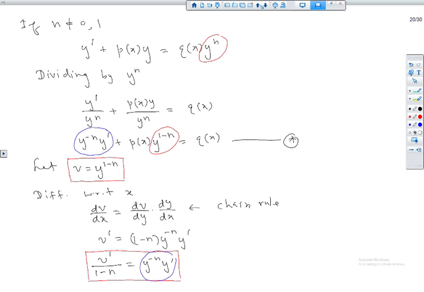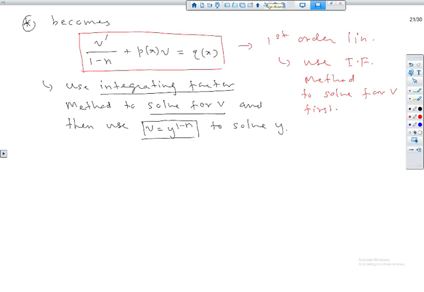So if you see the y to the 1 minus n term, we're going to let this be v and then take the derivative. Once you take the derivative by the chain rule, you're going to get v prime equal 1 minus n times y to the minus n y prime. You can divide by 1 minus n on both sides, then you're going to get v prime over 1 minus n equal y to the minus n y prime. And you can see that what is on the right hand side is exactly the first term of the star equation, so we can substitute for that. Once you substitute, you're going to get this equation: v prime over 1 minus n plus pxv equal qx, and this is exactly a first order linear equation in v.